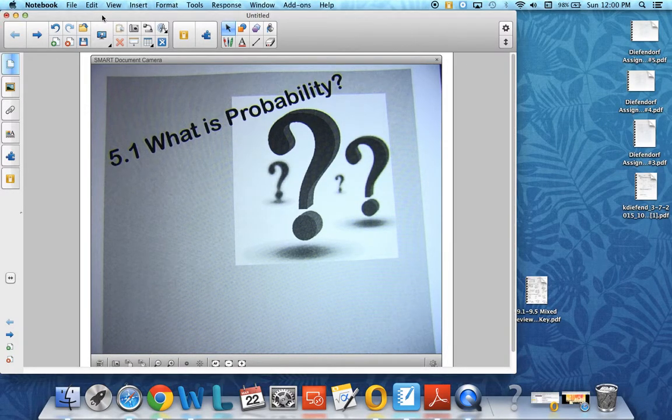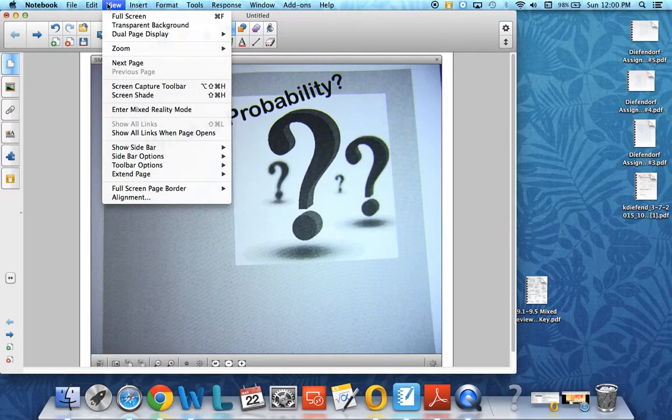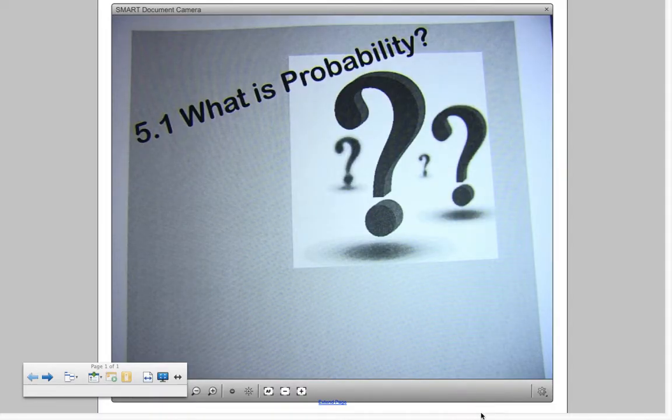All right, today we're going to cover section 5.1, which is over what is probability. Make sure that you have the 5.1 guided notes before we get started, and you will need a calculator again.